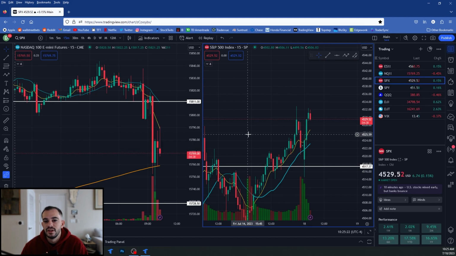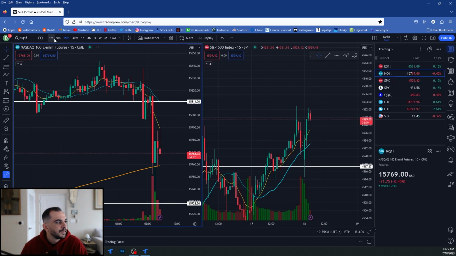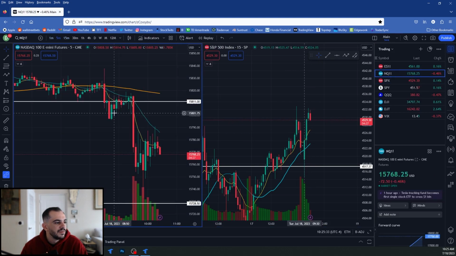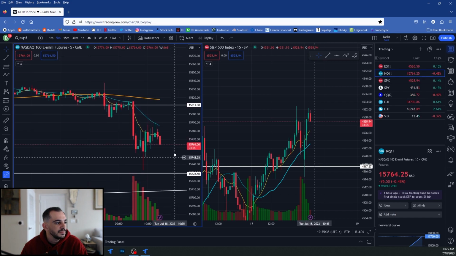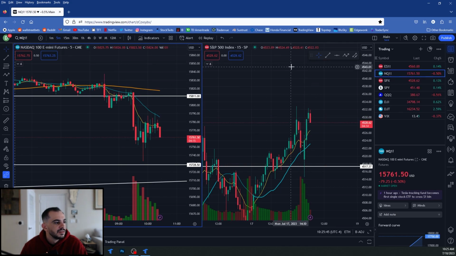So we closed under the 9 on the 5-minute. Broke a new low there. Let's see if we can get some continuation. SPX, go back to the 5-minute here. SPX or NQ here, breaking down. This is breaking that level there. Nice sign. That's what we want to see.